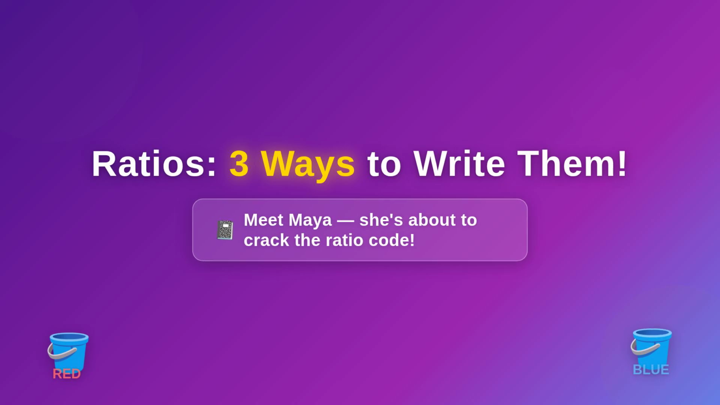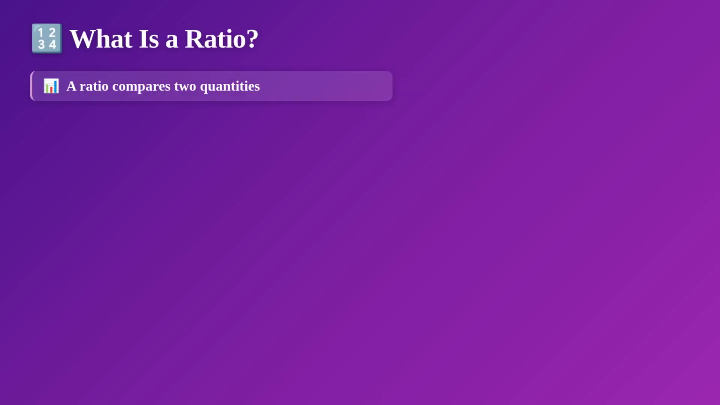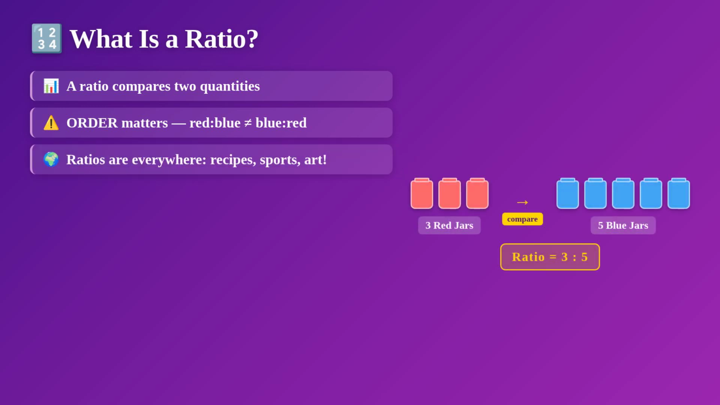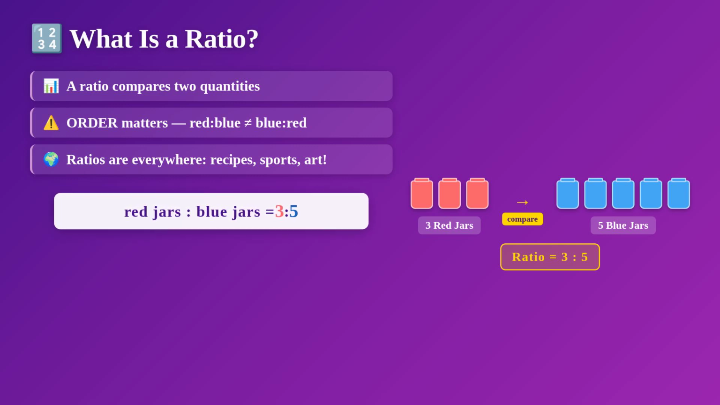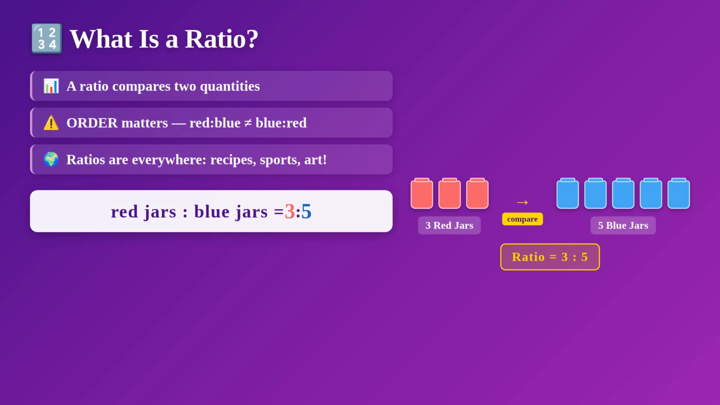Let's dive in. So what exactly is a ratio? A ratio is a way to compare two quantities, like how many red jars Maya has compared to blue jars. Maya counts 3 red jars and 5 blue jars. That's a ratio of 3 to 5. Here's something super important. Order matters. The ratio of red to blue is not the same as blue to red. Ratios show up everywhere. Recipes, sports stats, mixing paint. Once you see them, you'll spot ratios all over the place.